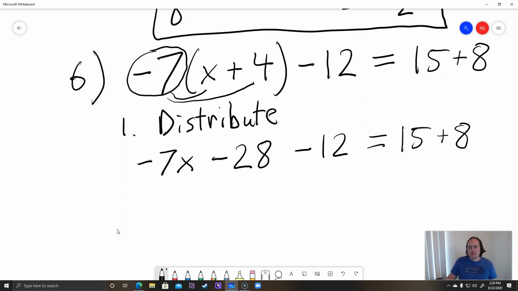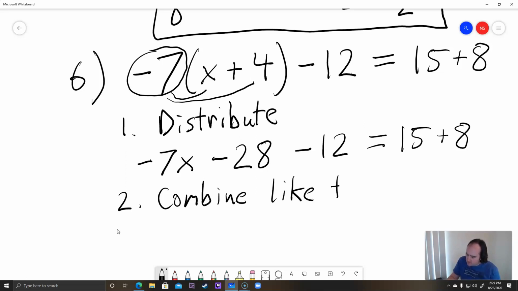Okay, so our first step is to distribute. Second step is to finish simplifying. And how do you finish simplifying after you distribute? Well, you combine like terms. So step 2 here is to combine like terms. So that's what we're going to be doing next.